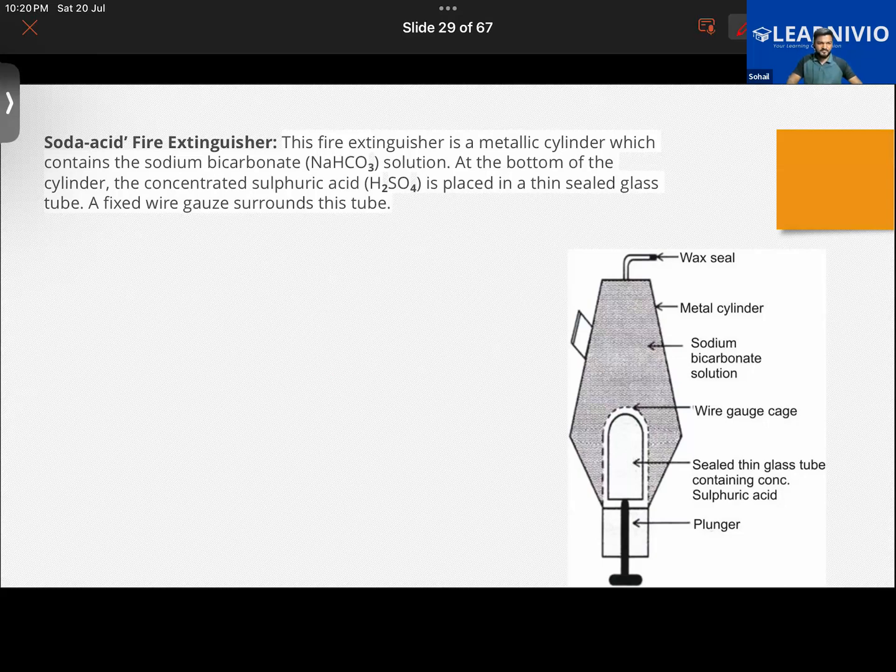Read the given paragraph. Soda acid fire extinguisher. This fire extinguisher is a metallic cylinder which contains sodium bicarbonate, NaHCO3, solution. At the bottom of the cylinder, concentrated sulfuric acid, H2SO4, is placed in a thin sealed glass tube. A fixed wire gauze surrounds this tube.